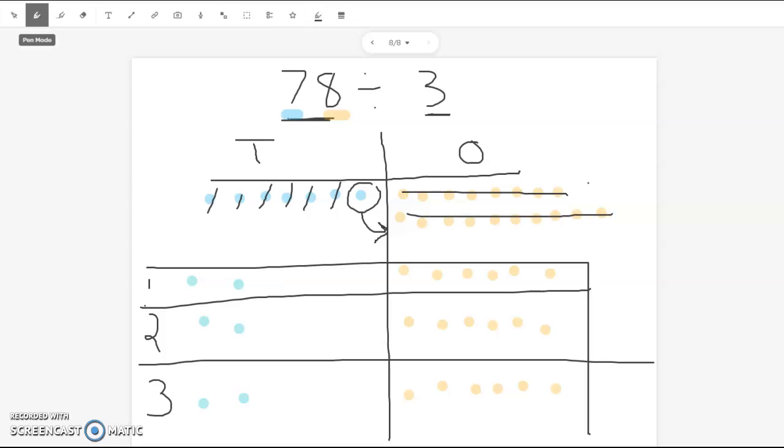So now I have my arrays, but it's a little different because these blue ones are worth tens. So I have 10, 20 here in each of these rows, and I have 1, 2, 3, 4, 5, 6 in each of these rows. So all together I have 26 in each row. So 78 divided by 3 equals 26.